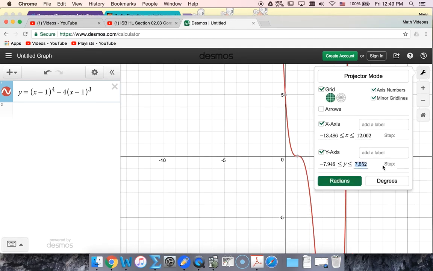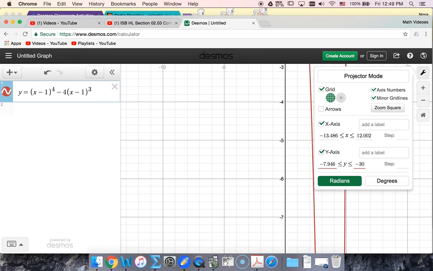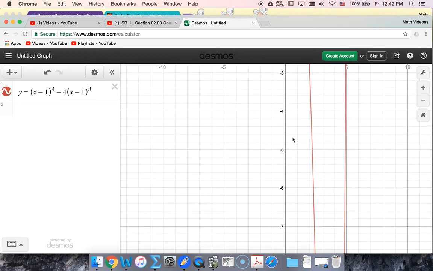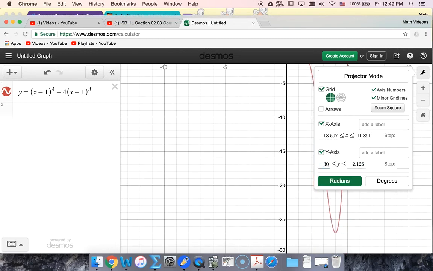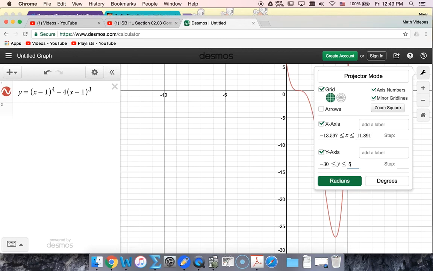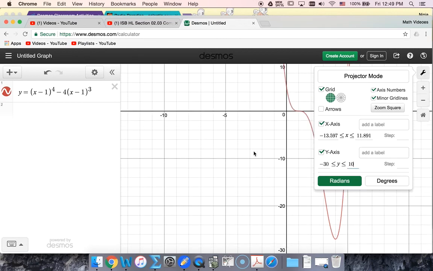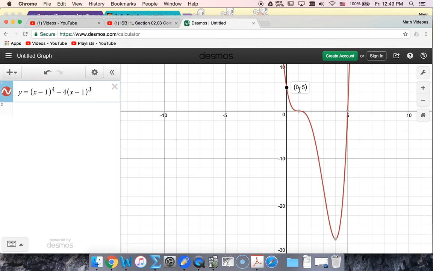make my y go down to negative 30. And we can go positive 10. So I go through 5. Yes, I go through 5. I look cubic at 1. I shoot back up to come back to 5.